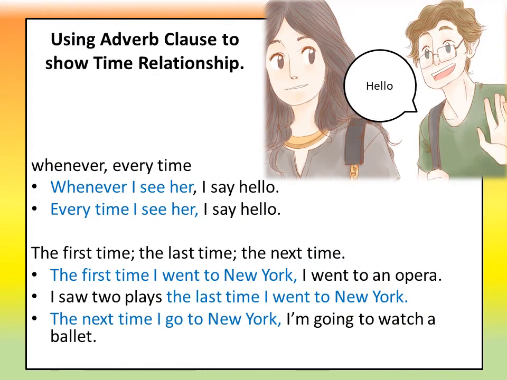Using adverb clauses to show time relationship. Whenever and every time. Whenever I see her, I say hello. Every time I see her, I say hello. The first time, the last time, the next time. The first time I went to New York, I went to an opera. I saw two plays the last time I went to New York. The next time I go to New York, I'm going to watch a ballet.